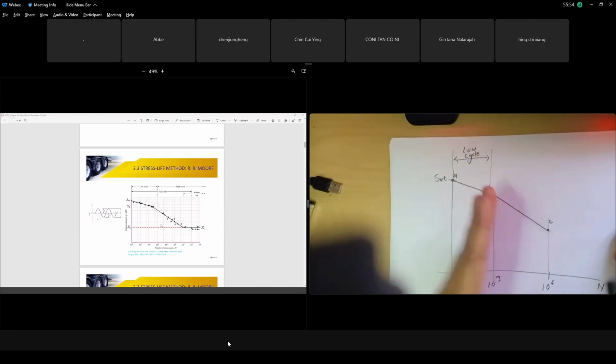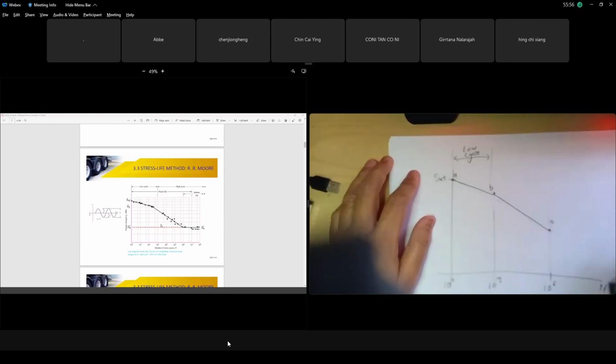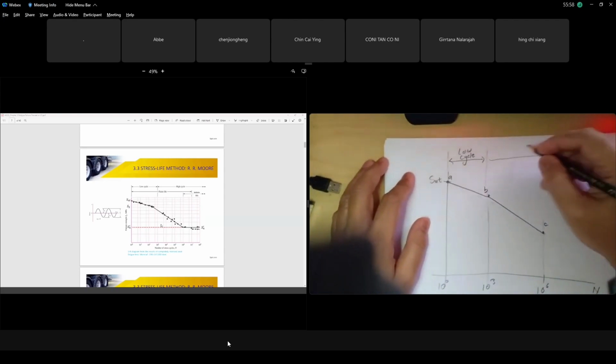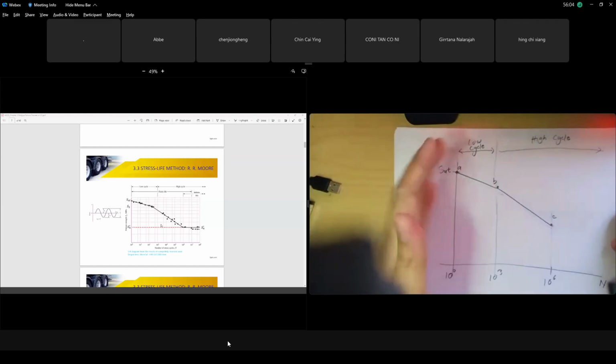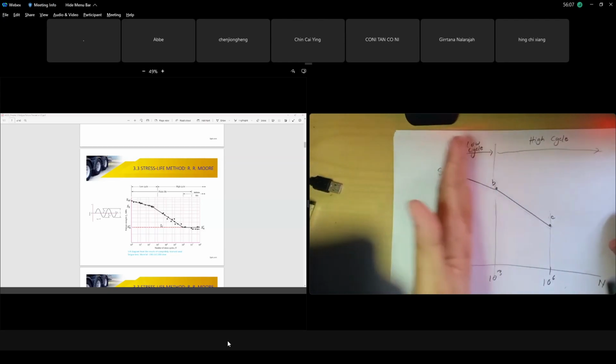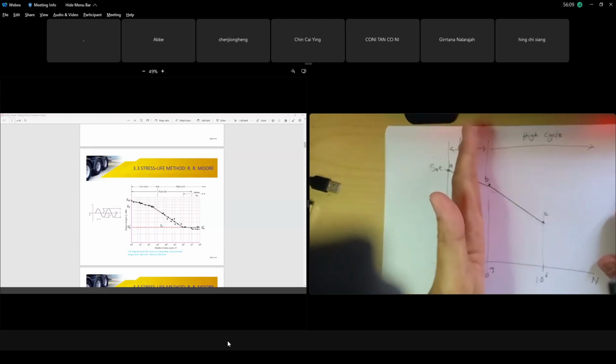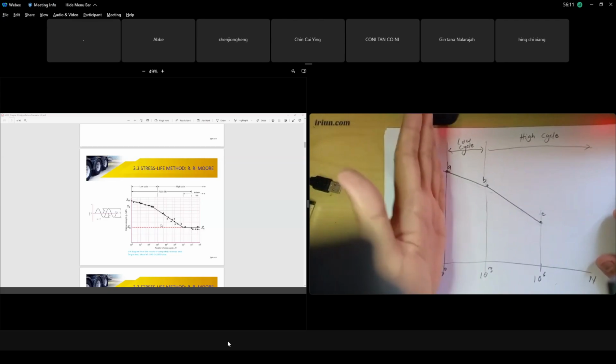Low cycle. From 1000 cycles and above, consider it high cycle. Remember, low cycle is close to static analysis. 1000 cycles and above is close to static analysis. One cycle is like static analysis.